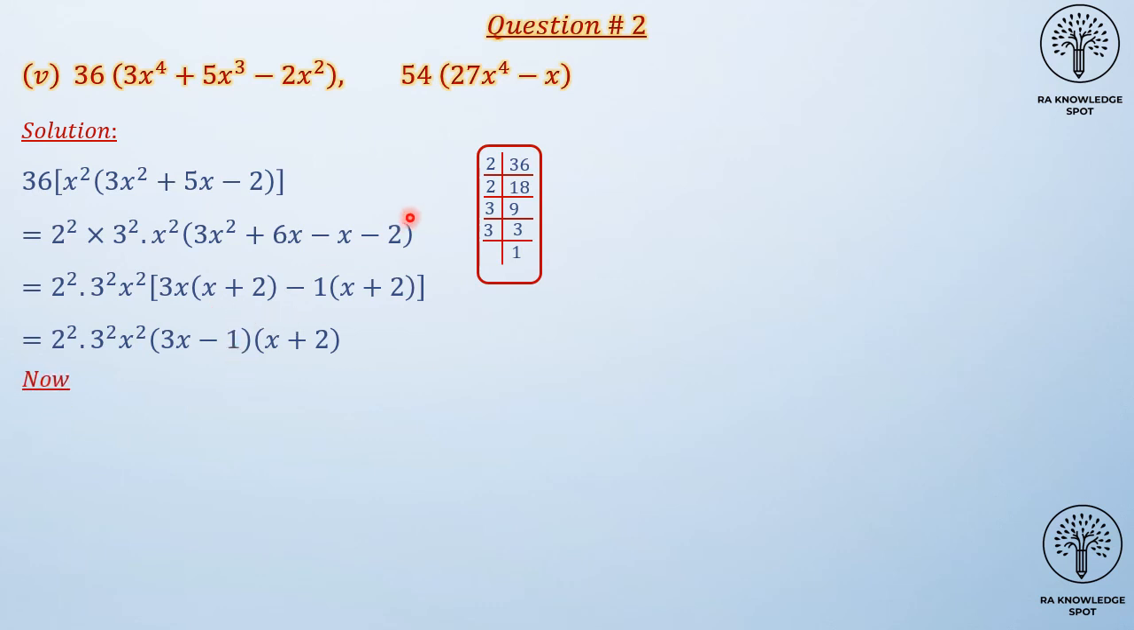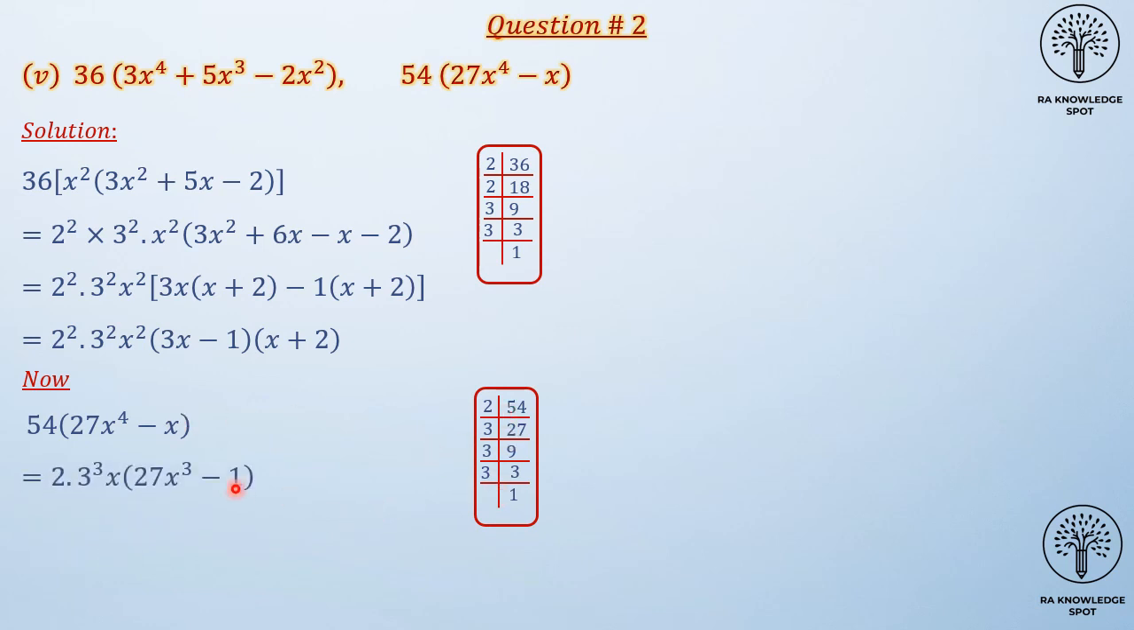Now moving towards the next part, this one. Just guess what is the common inside the bracket, dear students. Now what is the common term? That is the least power, and the least power is 1, x power 1. And this is the factorization of 54. Now x is common, and what we have here is 27x cube minus 1. Then 3 power 3 and 2 power 1.